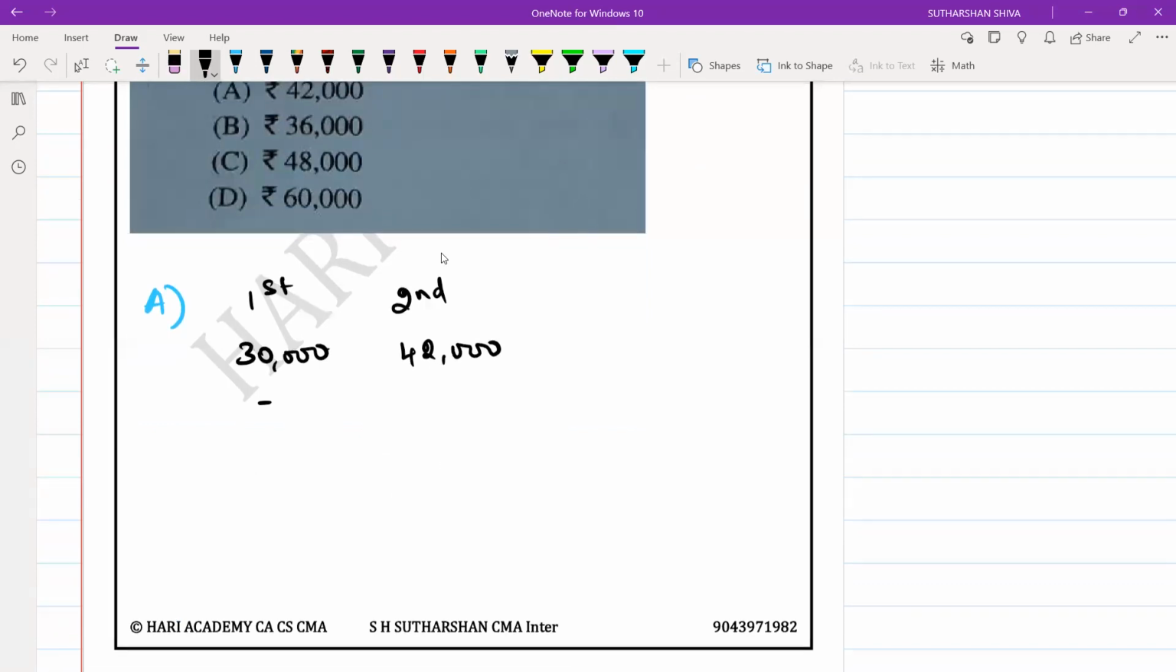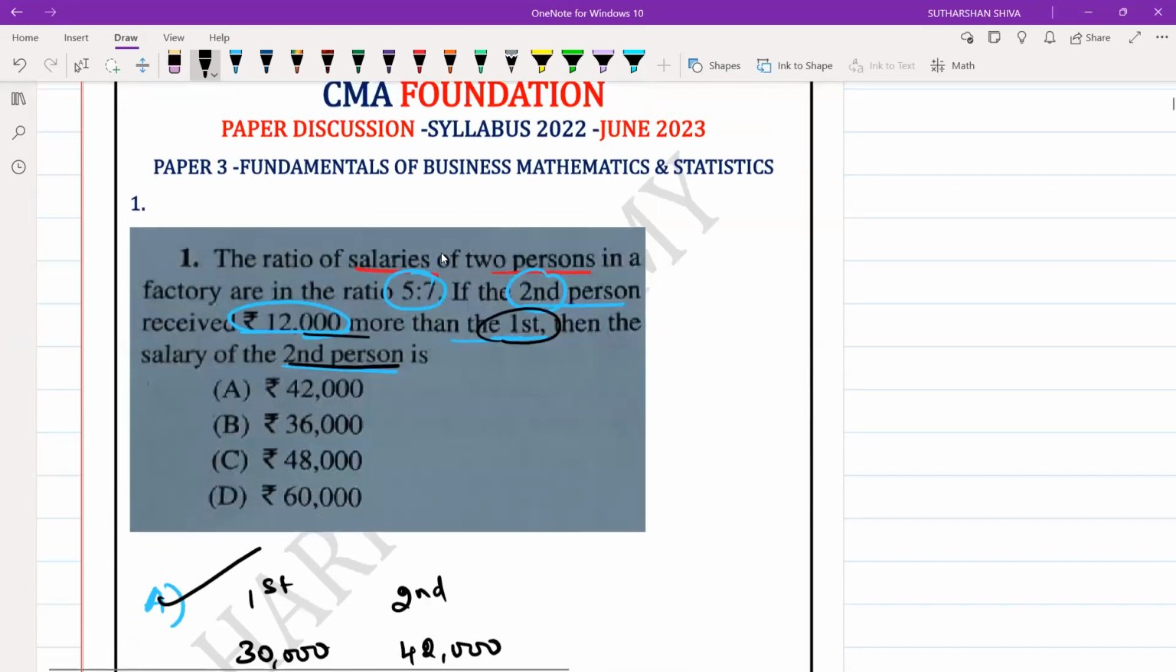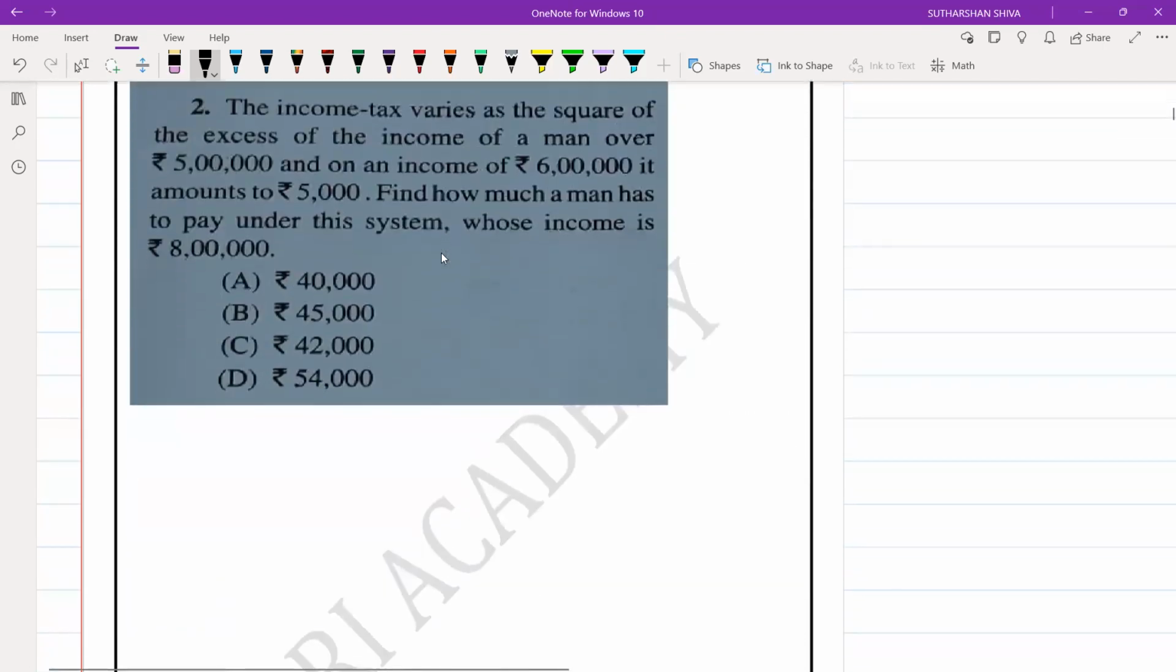Now they say it is in the ratio of 5:7. So I divide 30,000 by 5. What value do I get? 6,000. Because a ratio has a common multiple, correct? Here the common multiple is 6,000. So my answer is option A. Very simple.